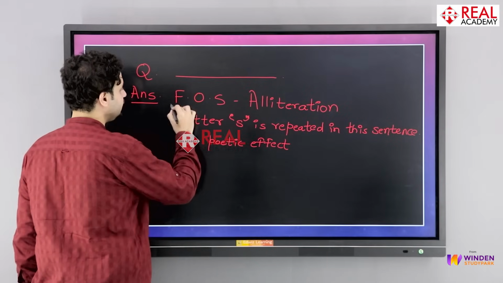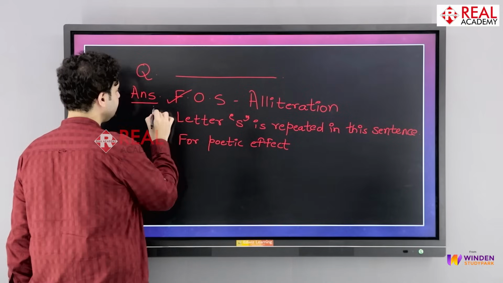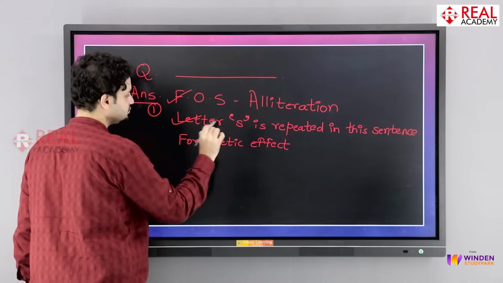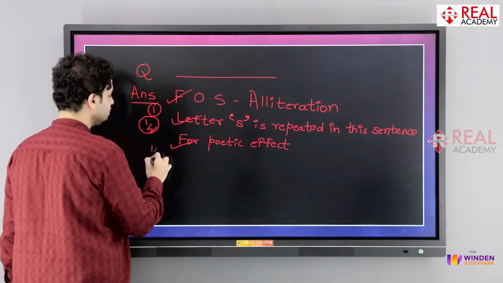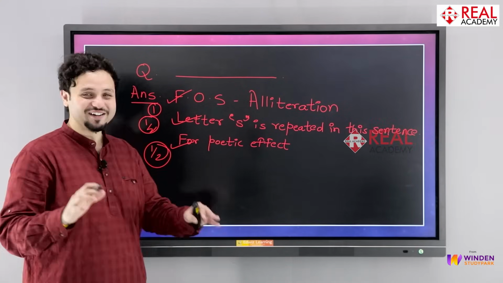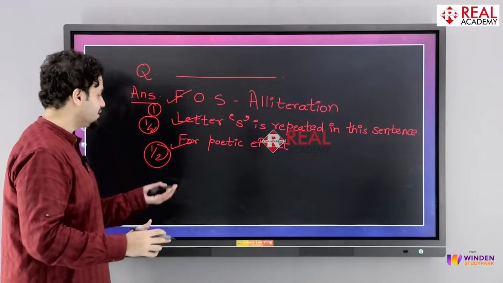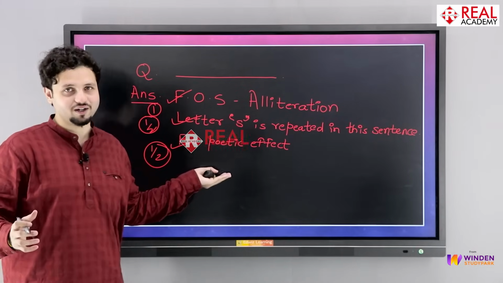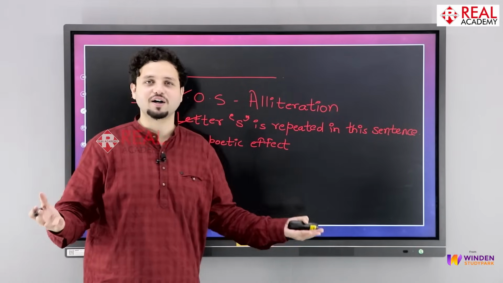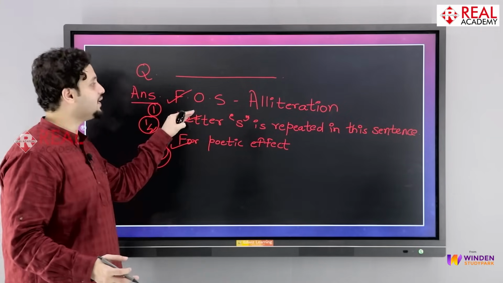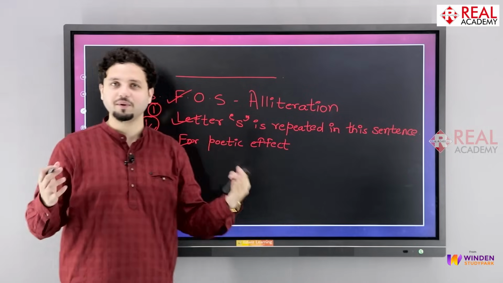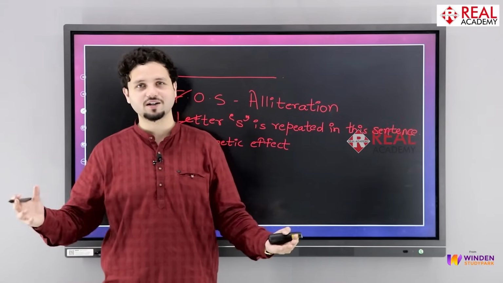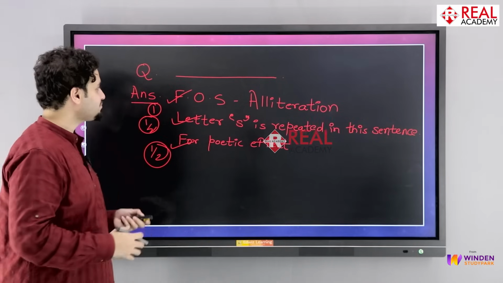Mark distribution would be like this: alliteration carries 1 mark. Your explanation will carry half a mark, and poetic effect will carry half a mark. That doesn't mean that if you write only the poetic effect, you would get your half mark. No. If you are writing the correct answer, then you would get this half and half, and it will become 2, that is your full mark for your figure of speech question.